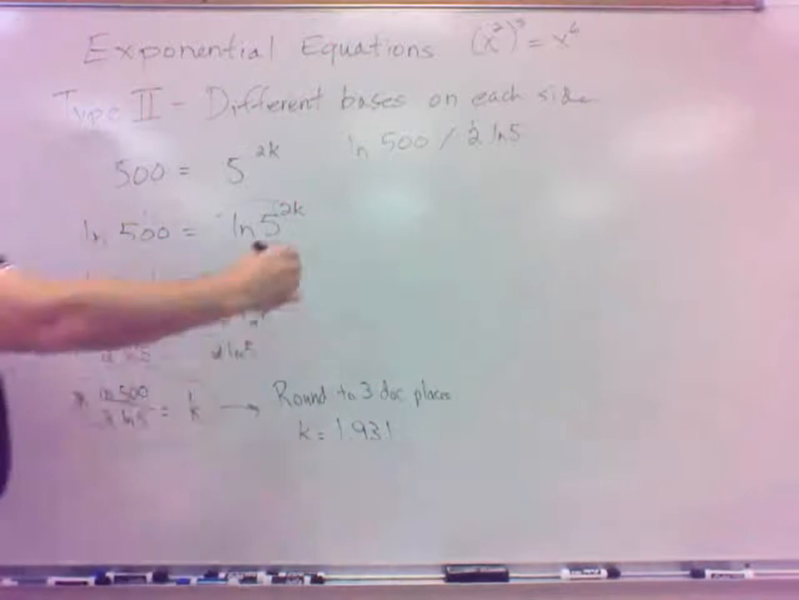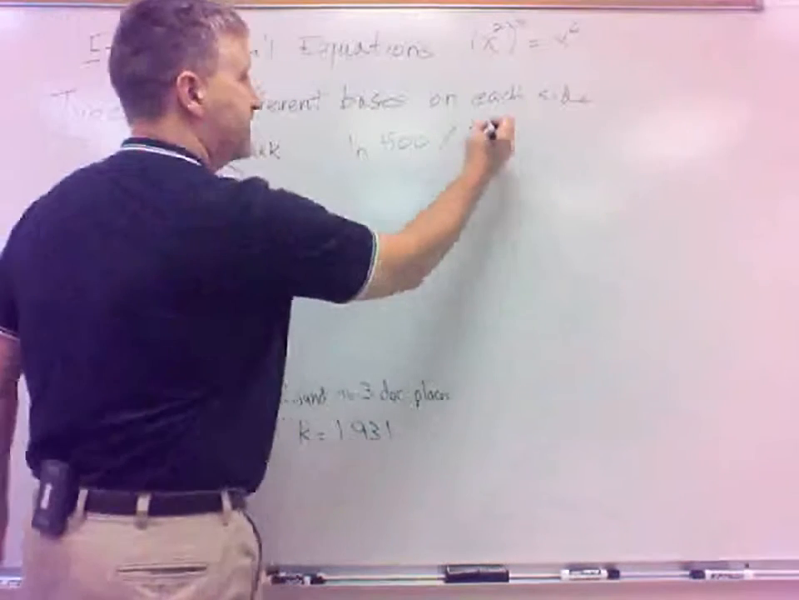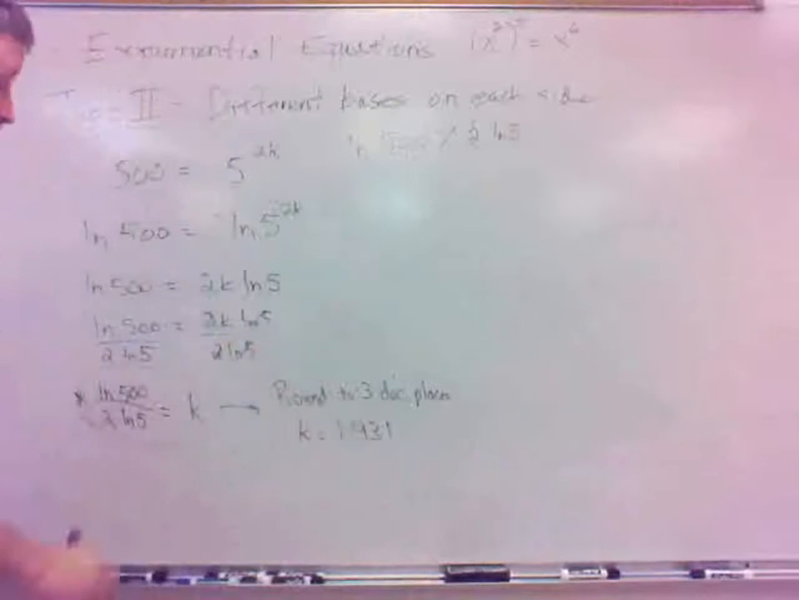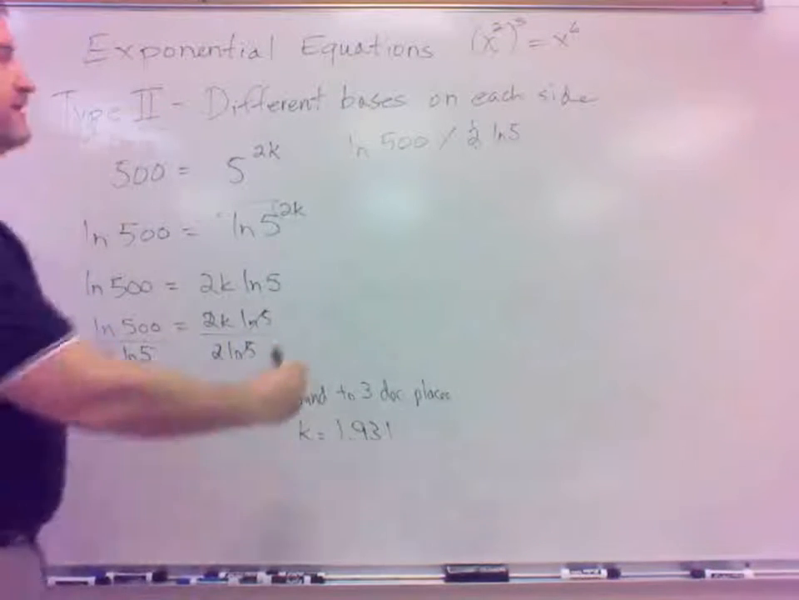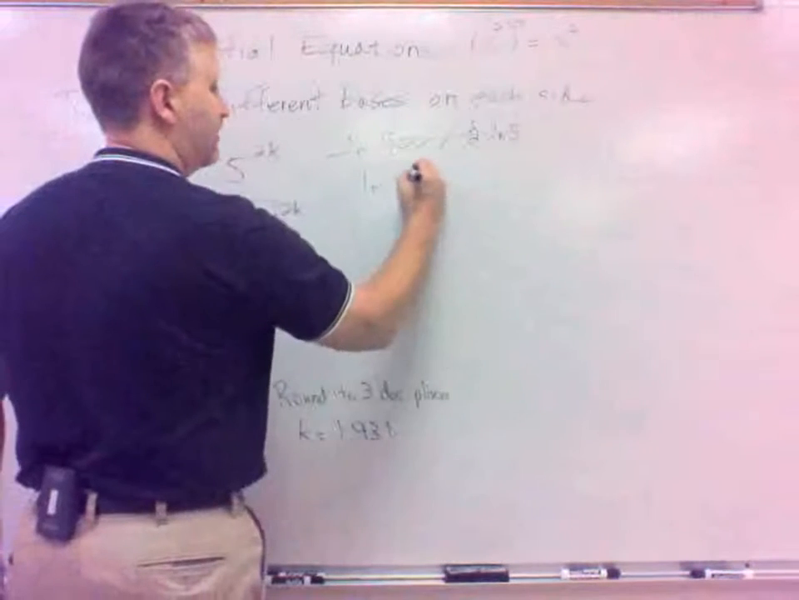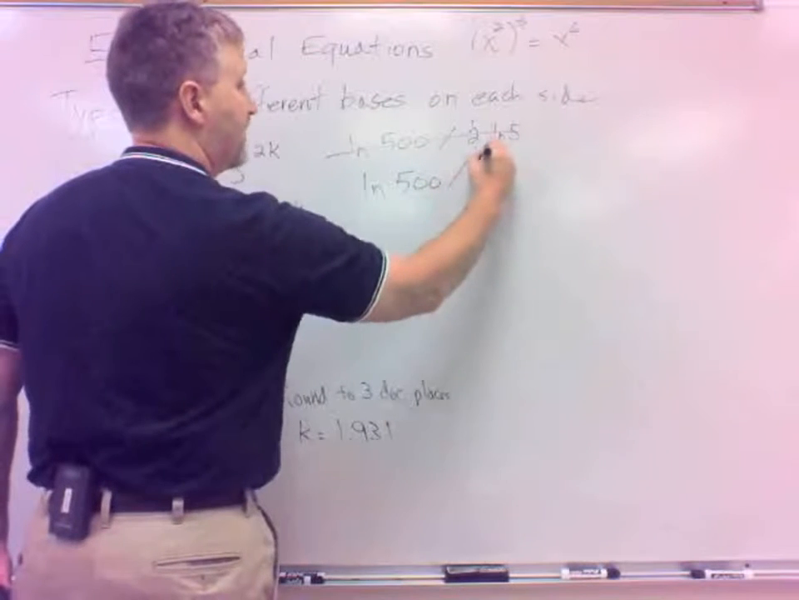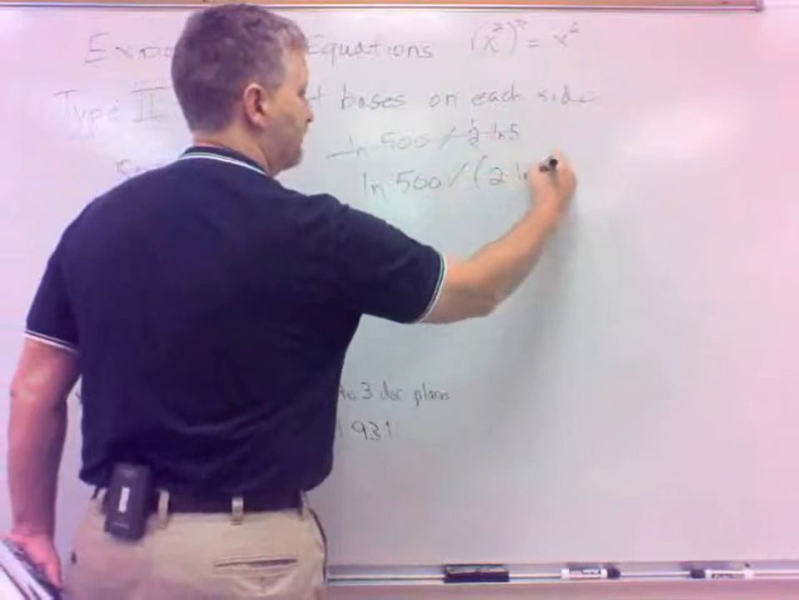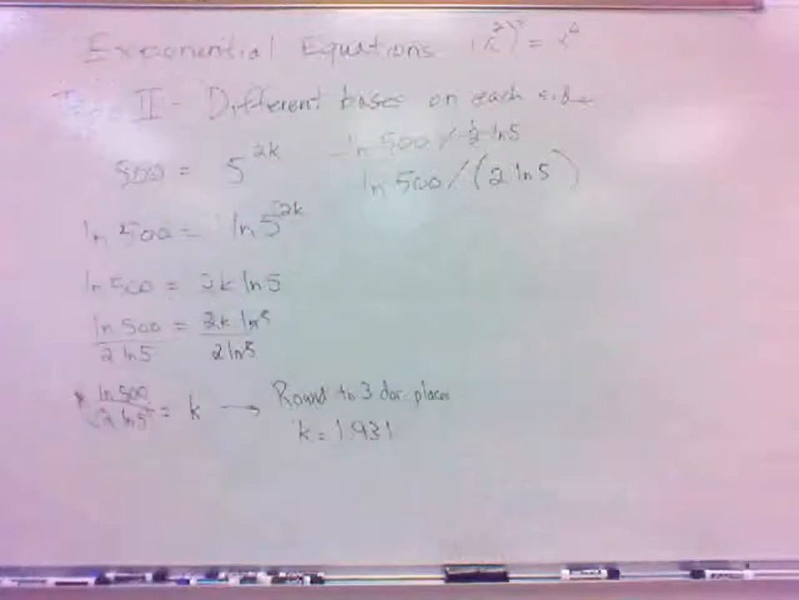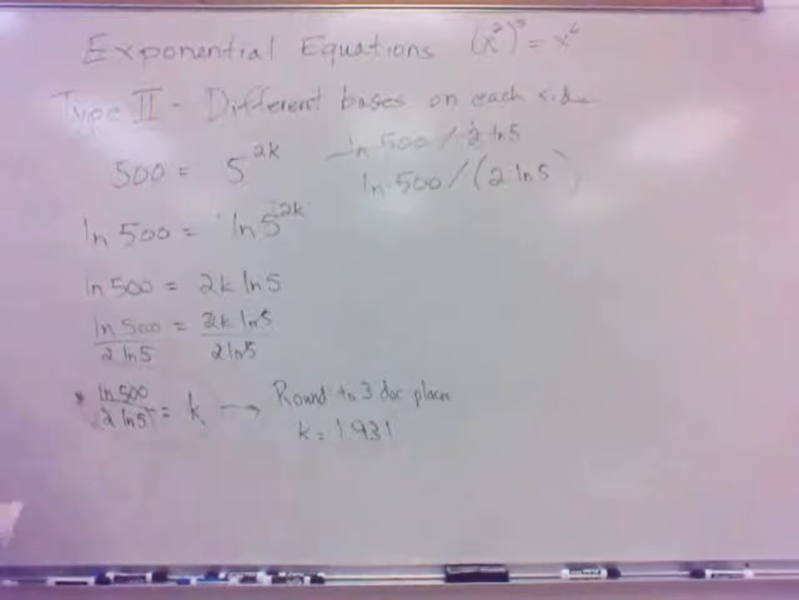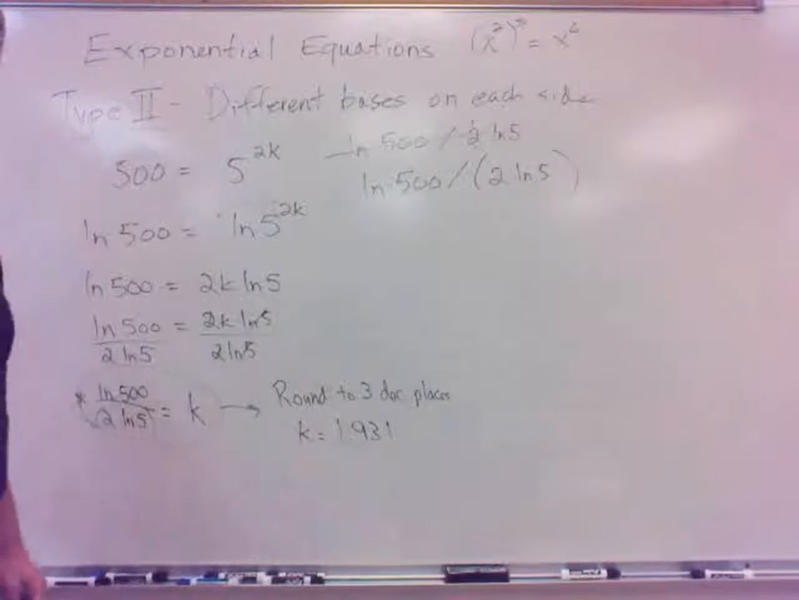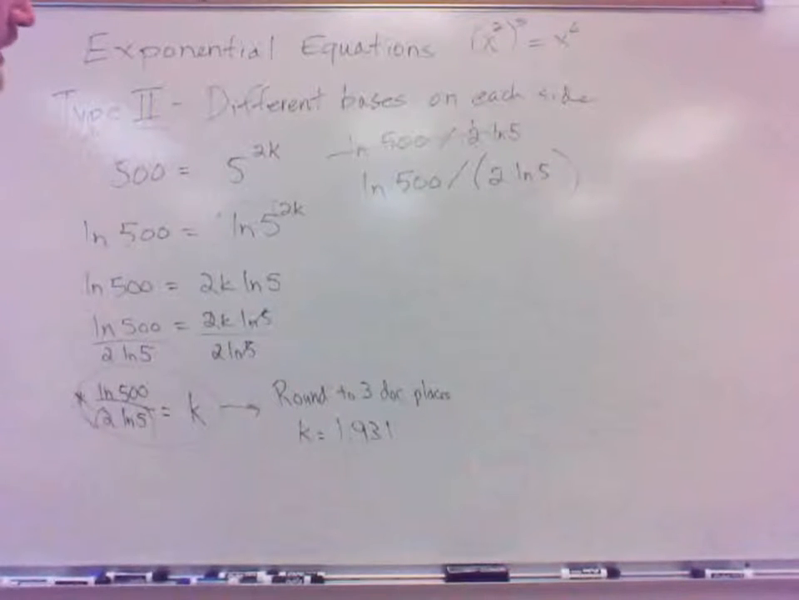Well, the calculator sees divide by 2, but then times ln of 5. I want to divide by both of those, so instead, if I put it all in at once, I need ln of 500 divided by parentheses 2 ln of 5. See what I'm saying? If you're going to do it all at once, be sure you put parentheses around your denominator like that, and you'll get the right result. Okay? All right. Any other question or concern?